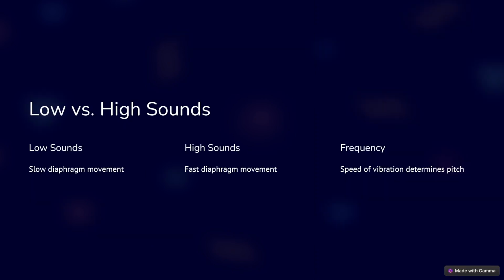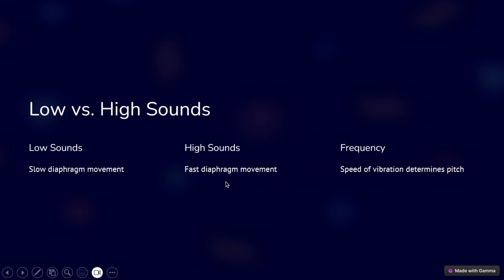Now, you might be wondering, how does a speaker produce different sounds? Low sounds, like a deep drum beat, are made when the diaphragm moves slowly. High sounds, like a whistle, are made when the diaphragm moves very fast. This is called frequency. The faster the vibration, the higher the sound. The slower the vibration, the lower the sound.